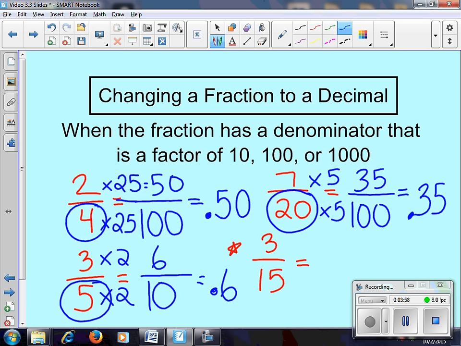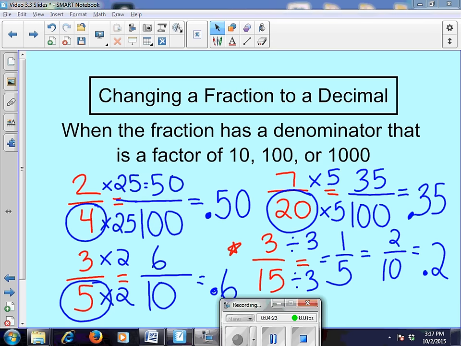Ooh, look at this challenge question. 3/15. I'm going to let you press pause on this video. I want you to think about, how could I change 3/15 into a decimal? 15 is not a factor of 10, 100, or 1,000. But there's another trick you can do.